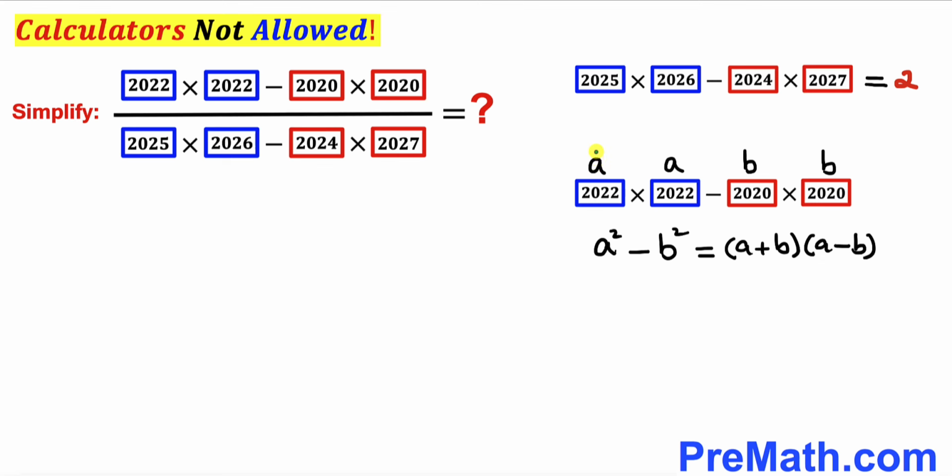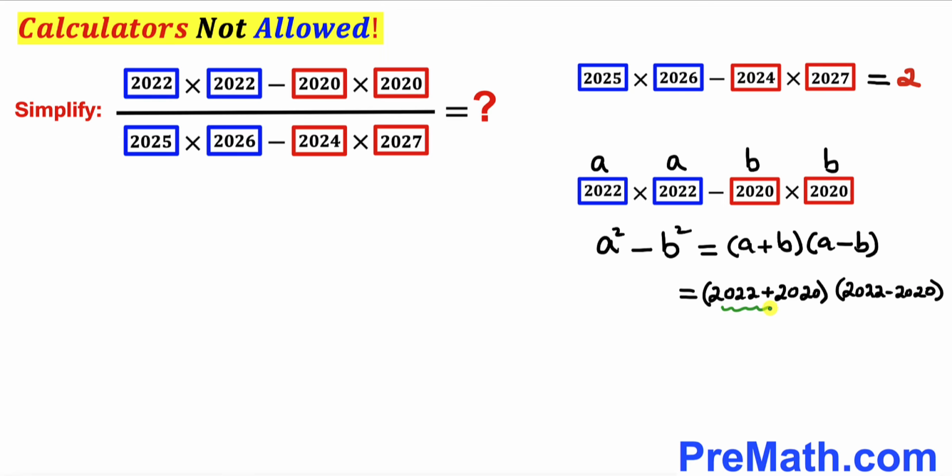And now we know our a value is 2022 and b value is 2020. Let's go ahead and fill in the blanks. We are going to substitute those values. A value is 2022 plus b value is 2020 and then times 2022 minus 2020.